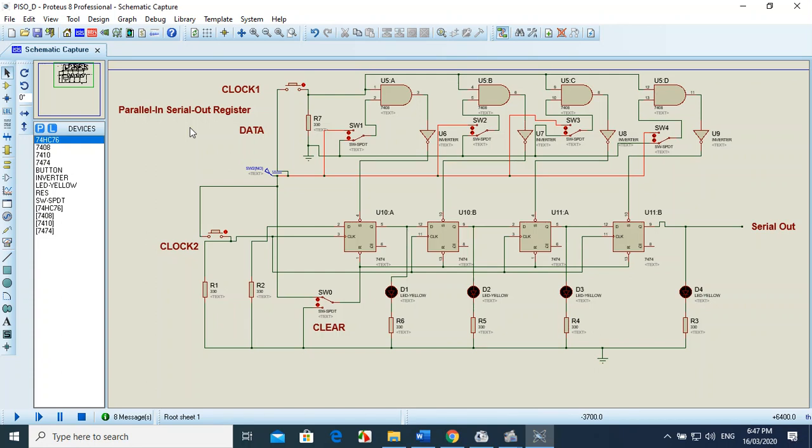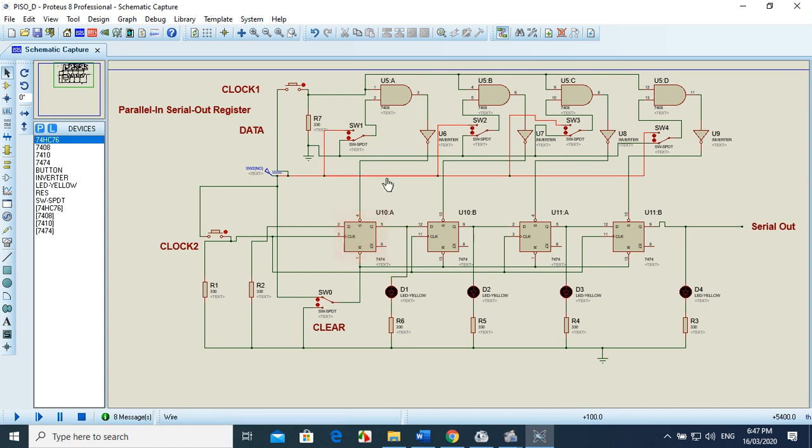Hello. Our lesson for today is about the parallel in serial out register, or PISO. Here is our simulation design circuit for implementing the parallel to serial transfer of binary data. The circuit has four D flip-flops with preset and clear inputs that are activated by logic 0.